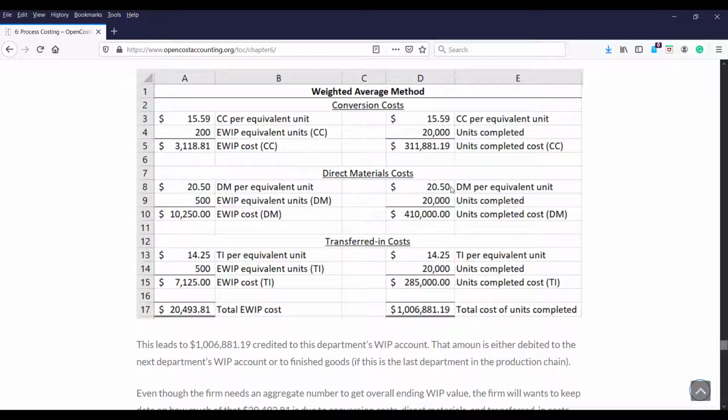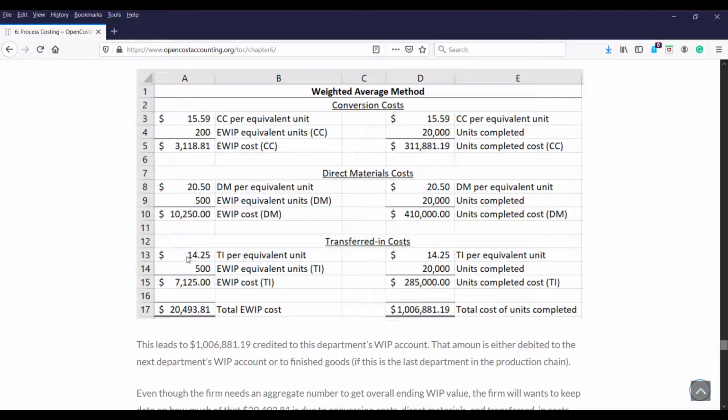So that's our direct materials cost that goes into our ending WIP. And over here, we have our rate, $20.50, multiplied by our units completed, which stays the same throughout each of these because they're completed with respect to conversion costs, direct materials, and transferred in costs. So we multiply our rate by units completed, and we have $410,000 as our dollar amount of direct materials cost that is going to go to the credit side of a WIP account and therefore get debited to a downstream WIP account or finished goods.